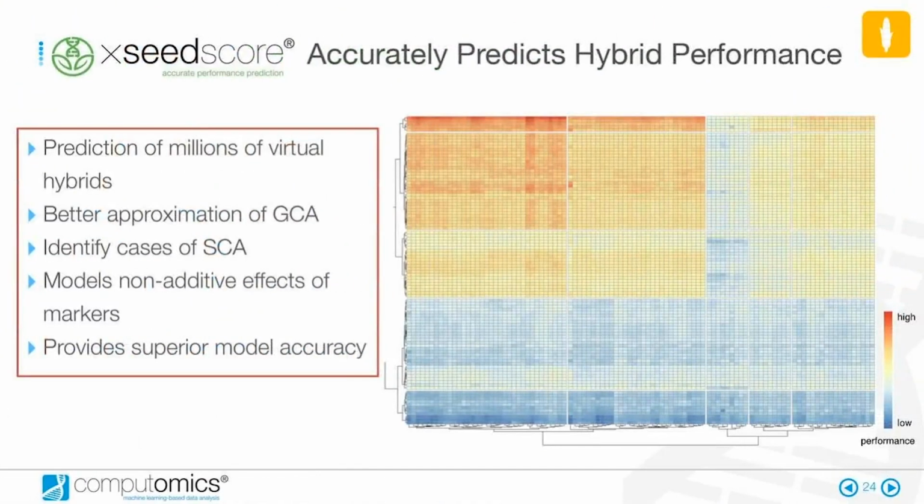So, in summary, by predicting not only the performance of top-cross hybrids, but of millions of virtual hybrids, we get a much better understanding of GCA and can identify cases of special combining ability. This way, we can identify superior parents. And as I've highlighted in the beginning, our machine learning models can take non-additive genetic effects into account and therefore provide superior model accuracy.